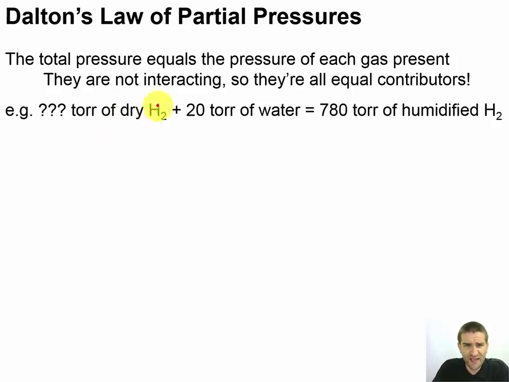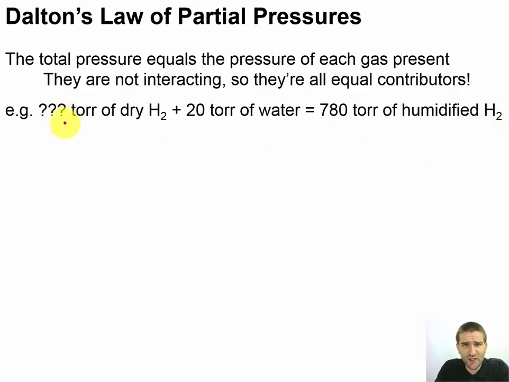Suppose that we're bubbling hydrogen gas through water. We have some unknown pressure of dry H2 that we're going to use in the ideal gas law to figure out how many moles of hydrogen gas we just made. There's also going to be some evaporated water, and let's say that we're at close to room temperature where we'd have about 20 torr of water vapor in any gas. Our humidified H2 gas is going to equal our ambient pressure in the lab, unless we do something special to actually make it an elevated pressure, but generally we wouldn't do that. So we're going to be at about 780 torr of humidified hydrogen gas.